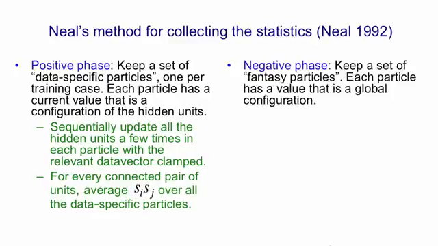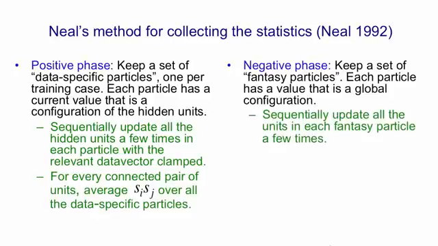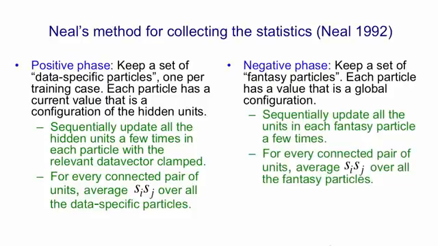In the negative phase, you keep a set of fantasy particles. That is, these are global configurations. And again, after each weight update, you sequentially update all the units in each fantasy particle a few times. Now you're updating the visible units as well. And for every connected pair of units, you average s_i s_j over all the fantasy particles.